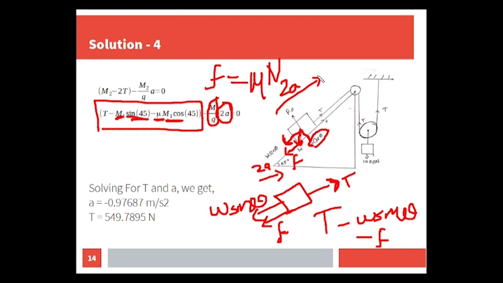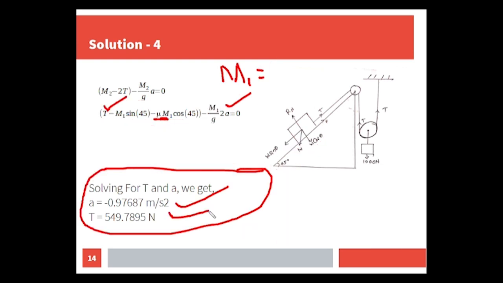So let me just clear this. The values of M1 and M2 are already given. Then just substitute into these equations along with the value of mu, and we'll get two equations in terms of T. You can just solve for that and get the value of the acceleration and the tension. So the most important thing is the logic. If you are able to form these three equations, then it's pretty easy to solve the problem. So let's move on.